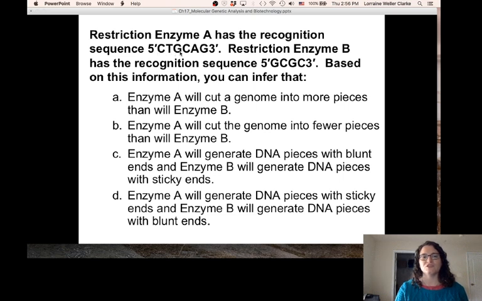All right, so let's take these random restriction enzymes, okay? Enzyme A recognizes 5' CTGCAG, okay? And then we have enzyme B, recognition sequence GCGC. So what can you infer about the enzyme based on how it's recognizing and cutting? So it's a little tricky, I know.